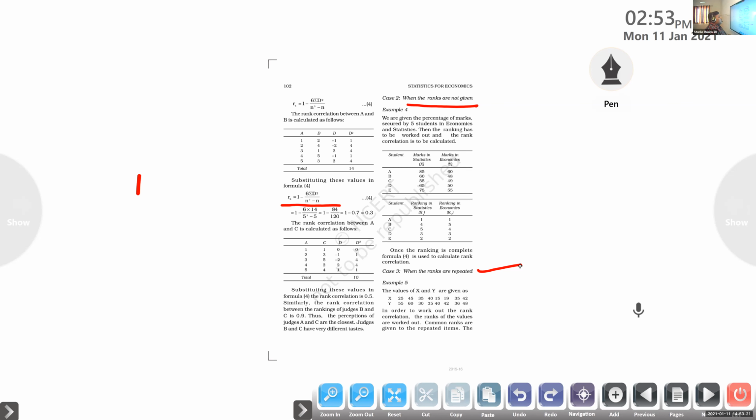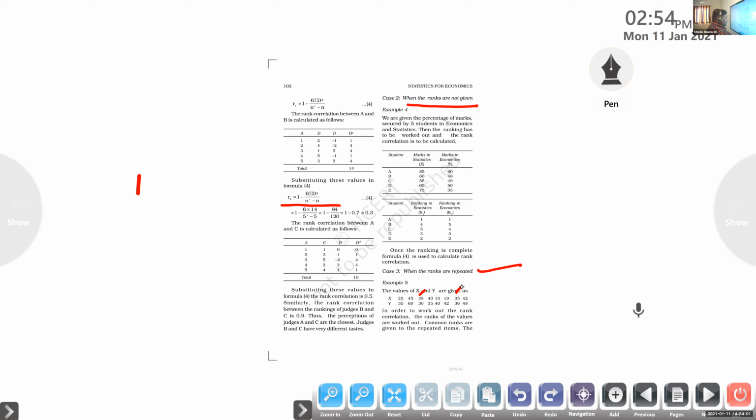So we can see the values of x and y are provided here. It is 25, 45, 35, 40, 15, 19, 35 and 42. So repeated numbers are there, right? Yes or no? 35, 35 repeated, right? Any other numbers repeated there? We will check it. Next one, y values: 55, 60, 30, 35, 40, 42, 48. Any ranks are repeated there?